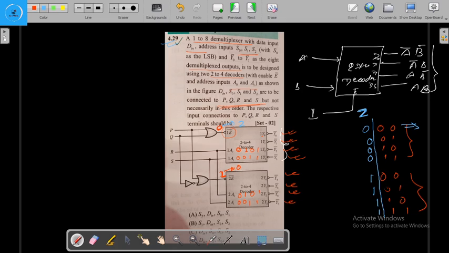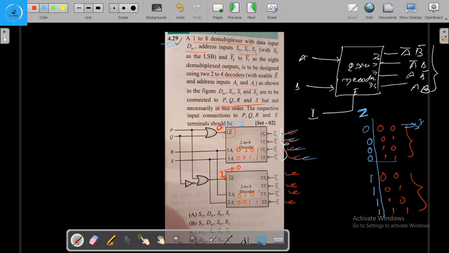So for 00 we are getting y4 bar, for 01 y5 bar, for 10 y6 bar, and for 11 y7 bar, right? So we are seeing that this is acting as a selective line. For 000 we are going to get y0 bar, this one. For 001 we are going to get this, for 010 we are going to get this, and for 011 we are going to get this.